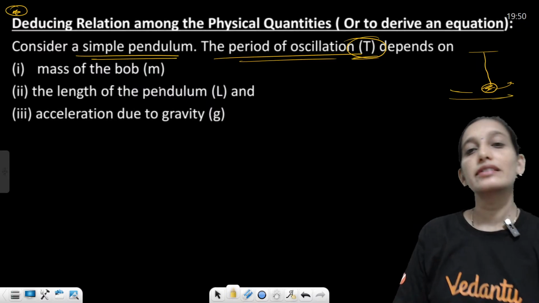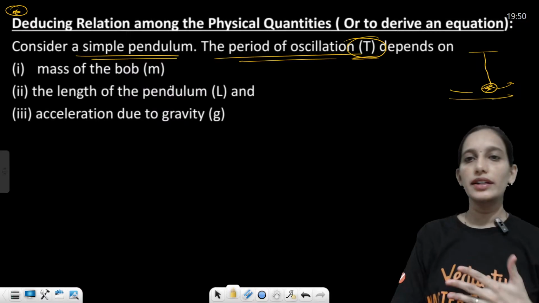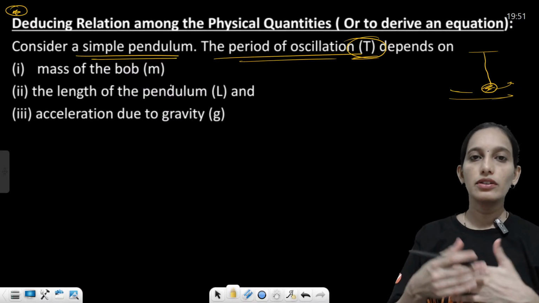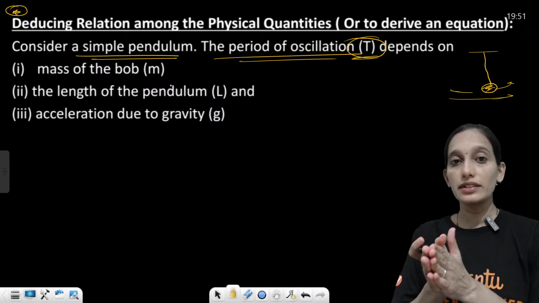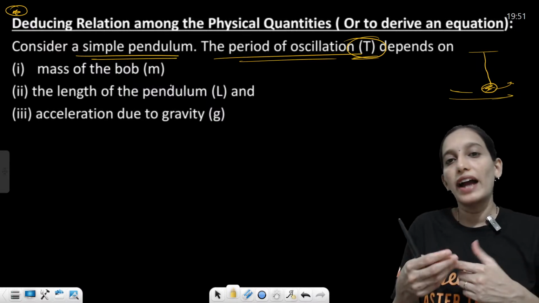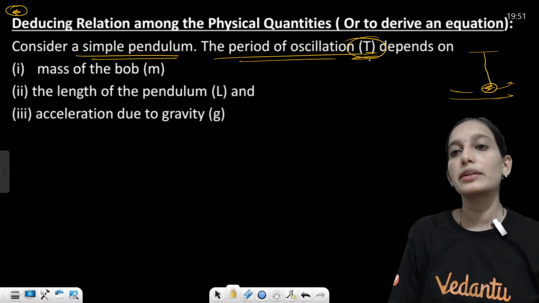So if you want to derive any equation, physical relation, for the physical quantities, you should know on what all factors this parameter is going to depend.